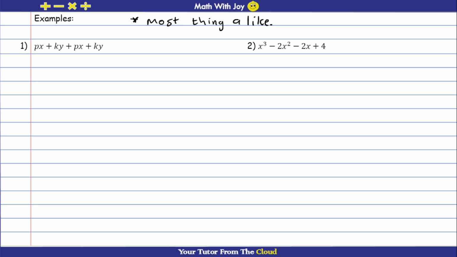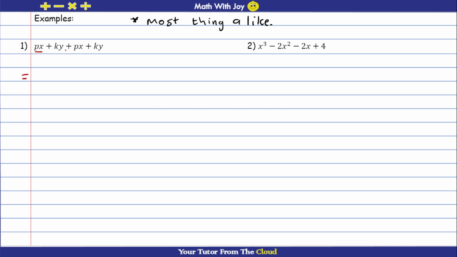The first example, we have this expression given here, px plus ky plus px plus ky. We can factorize it by grouping, but it's just an example whereby we want to notice that these are like terms and these are like terms. So we can just deal with the like terms together here. That's the way we do this one.